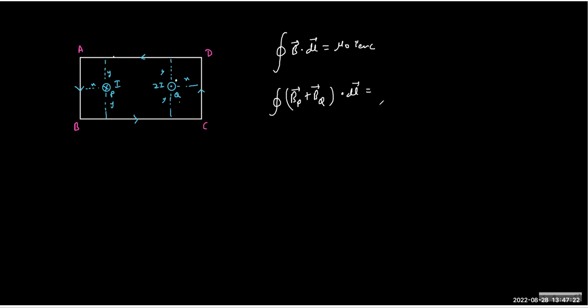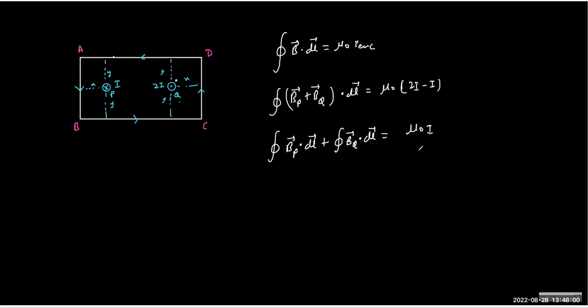As per the direction of traversing, you can clearly see the outward is what? 2I. Yes, sir. Inward is I. So net is how much? Sir, I. So I write it as 2I minus I, right? Yes. And now I can divide this part: BP dot DL plus BQ dot DL. Okay. Yes, sir.